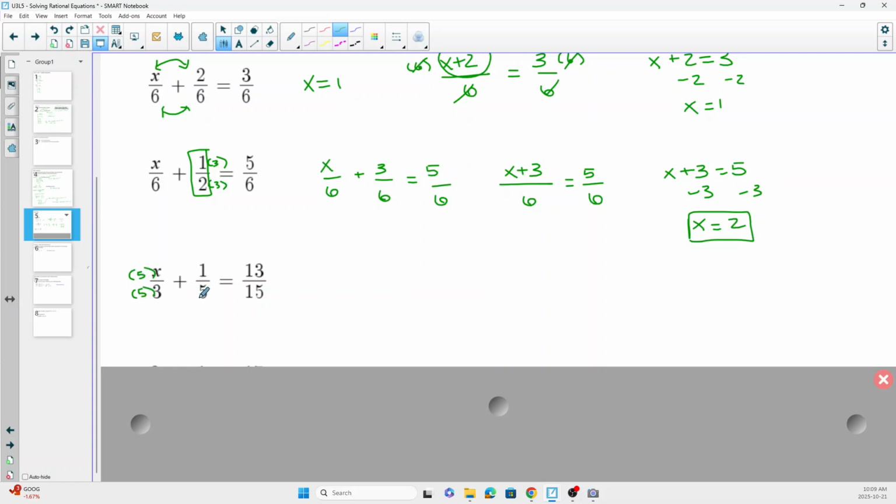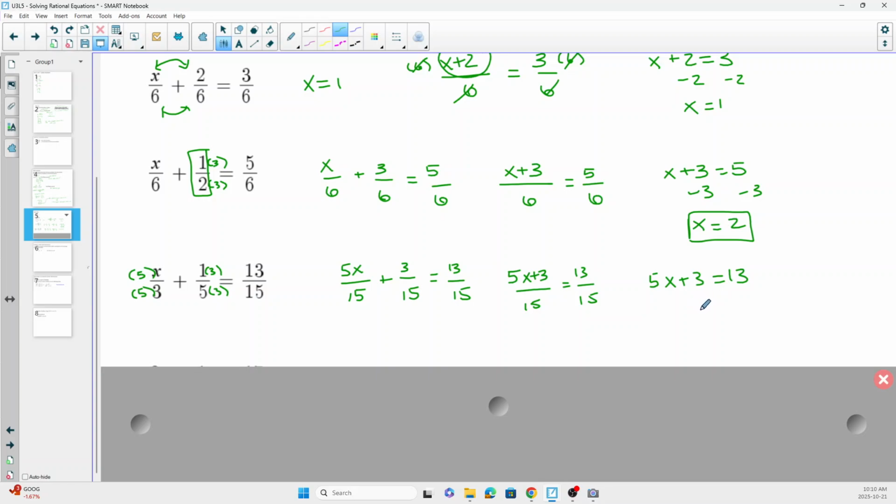And I end up multiplying this fraction, top and bottom, by the denominator of that fraction. And the result is 5x over 15 plus 3 over 15 is equal to 13 over 15. And then now, again, we can combine these, and we could rewrite it and say 5x plus 3 over 15 is equal to 13 over 15, and therefore 5x plus 3 is equal to 13.